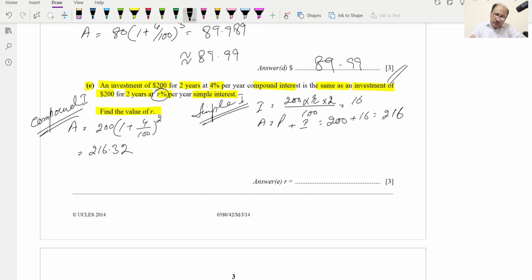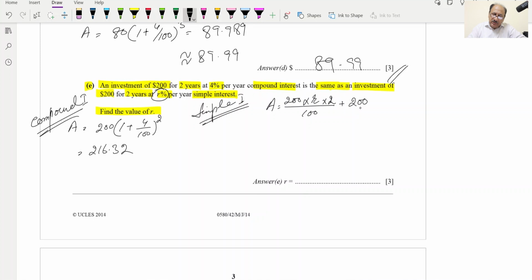This is R, so we will write here R, and this one, amount we can write as, this cannot be calculated, so interest is same. They're saying amount is same, so we can write like this. So amount will be equal to interest plus principal amount, which will be equal to 200. So we can make an equation like this.